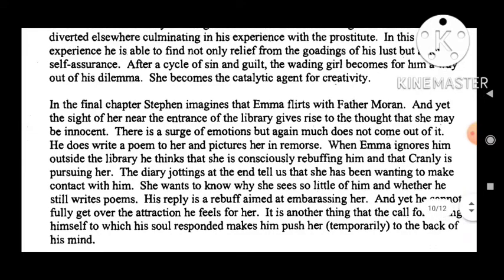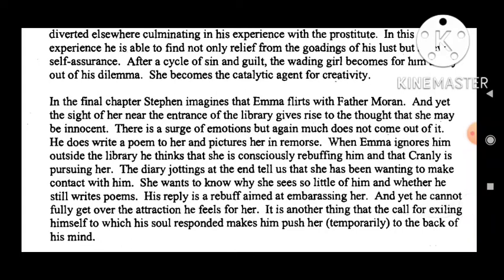After a cycle of sin and guilt, the wading girl becomes for him a way out of his dilemma. Sin means पाप होता है और guilt means कुछ गलत करना होता है, गलत करने के बाद जो रिपेंटेंस होता है उसको बोलते हैं गिल्ट.